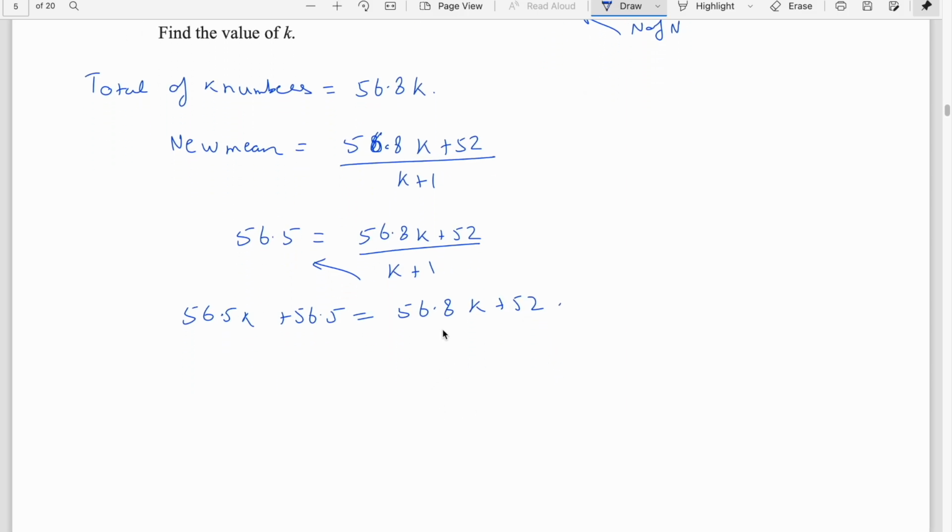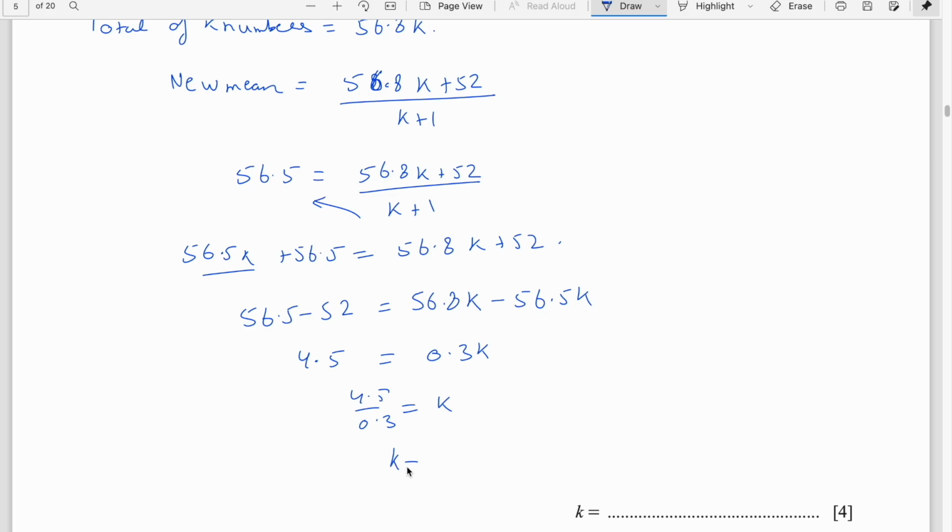Now rearrange the numbers. 56.8 k, bringing this on this side, 56.5 k, taking 52 on the other side, and we're left with 4.5 is equal to 0.3 k. So 4.5 by 0.3, and k comes out to be 15.